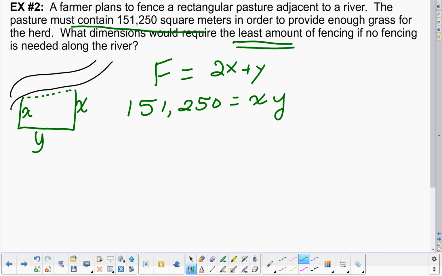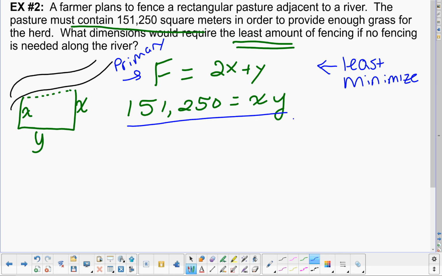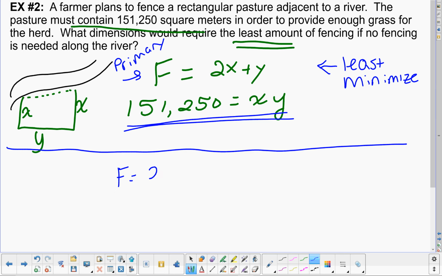Now, which is the helper equation, which is the primary equation? This is what I want to have the least of. I want the least fencing. That means I'm going to minimize this particular equation. So this is what I'm going to refer to as the primary equation. It's what I'm going to take the derivative of. This other equation is really going to act as our helper or our constraint equation. Now, what I want to take the derivative of is F equals 2x plus y. But that has 2 variables.